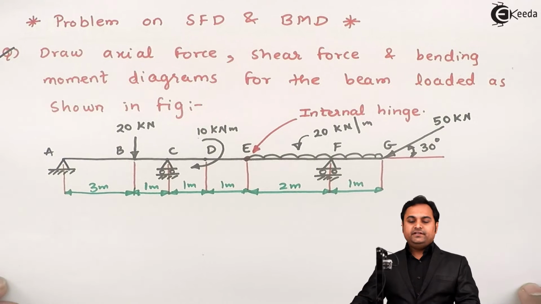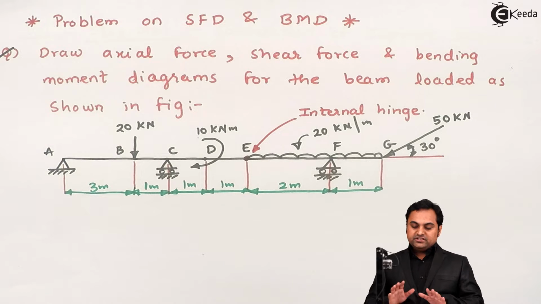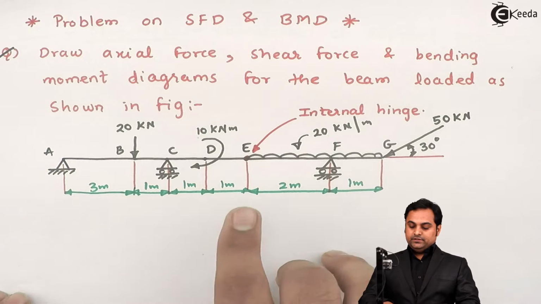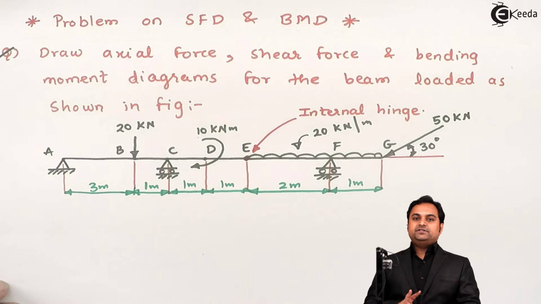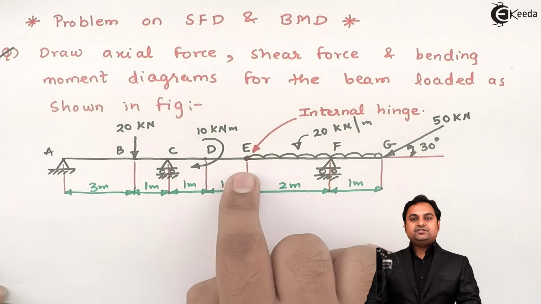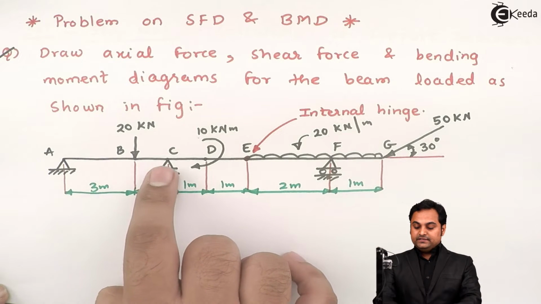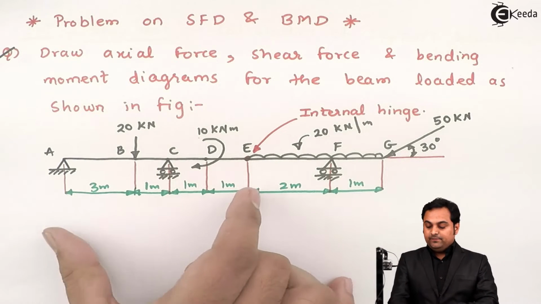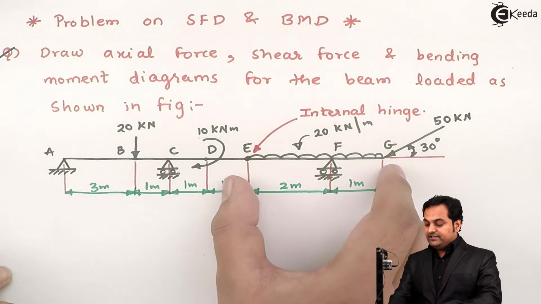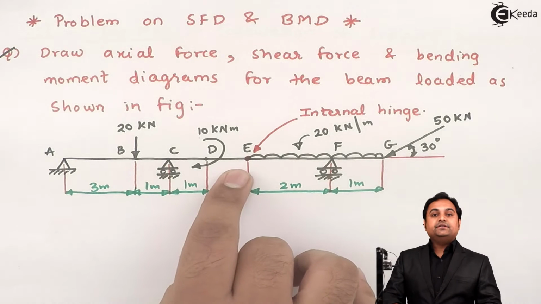Whenever they give us internal hinge, at that time we have to remember that this beam will be divided at the internal hinge. That is, the beam will be divided into two parts. So I'll say that when internal hinge is present at point E, then portion A, B, C, D and E will be the left hand portion of the beam. Then E, F, G, that will be the right hand portion. So the beam will be split into two parts at the internal hinge.